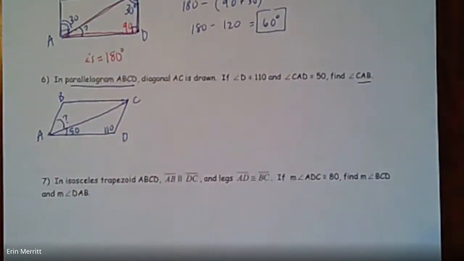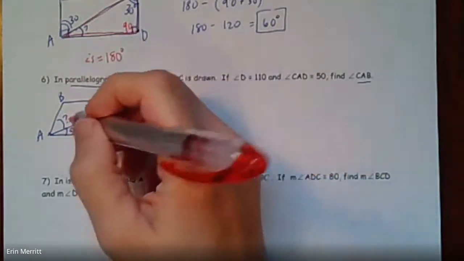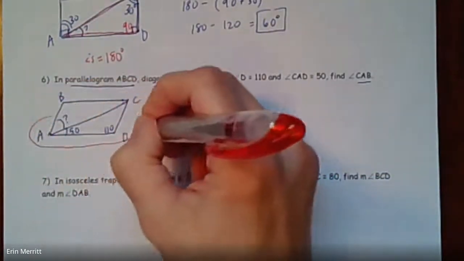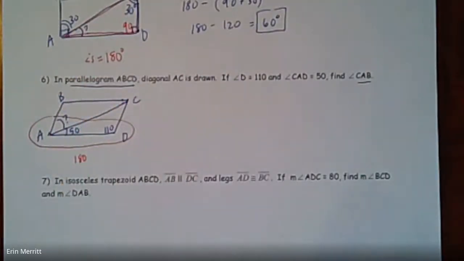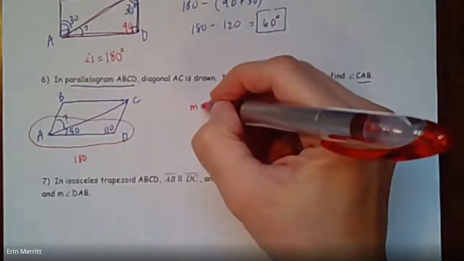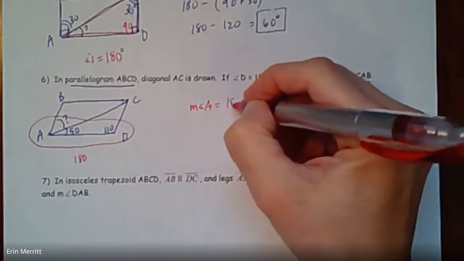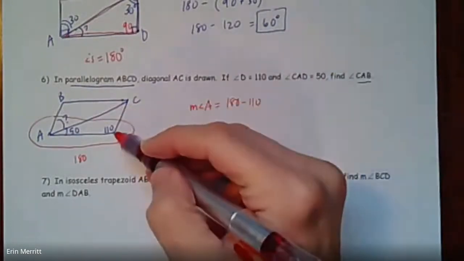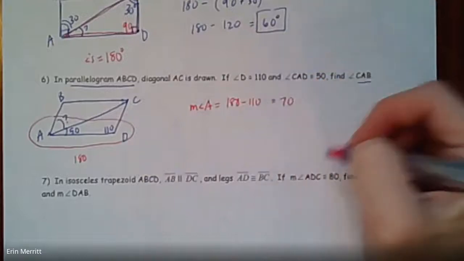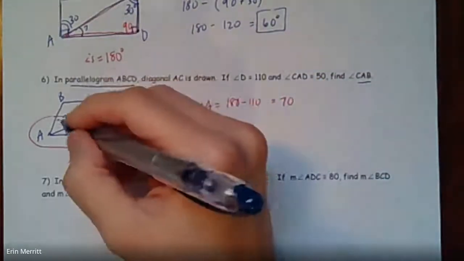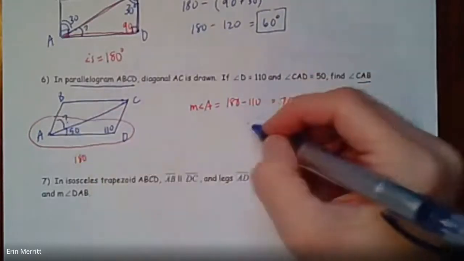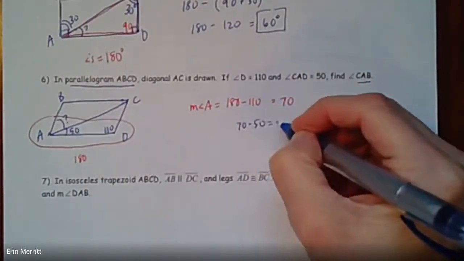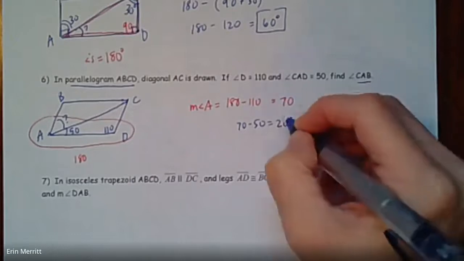All right. Couple things. The fact that it's a parallelogram, consecutive angles have to add to 180. And so right off the bat, that tells me that angle A has to be 180 minus the 110 from over here, which is 70. And so that whole angle needs to be 70. And so if part of it is 50, the other part would just be 70 minus 50, or 20 degrees right there.